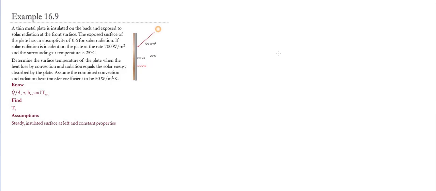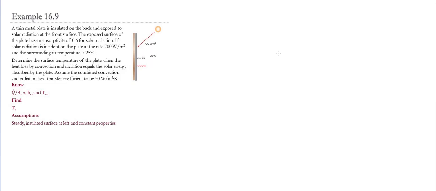Example 16.9. In this example, we have a thin metal plate which is insulated on the back and exposed to solar radiation on the front surface. The exposed surface of the plate has an absorptivity of 0.6 for solar radiation. If the solar radiation is incident on the plate at a rate of 700 watts per meter square and the surrounding air temperature is equal to 25 Celsius.